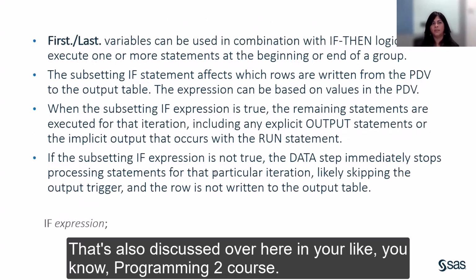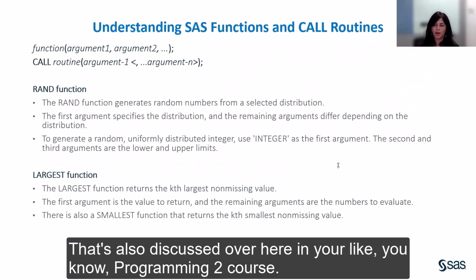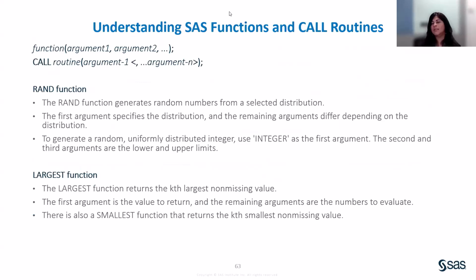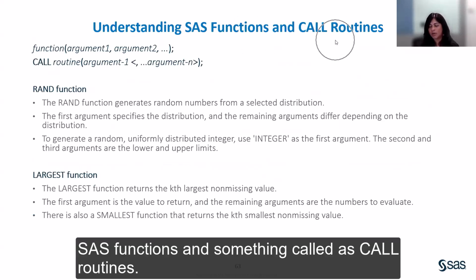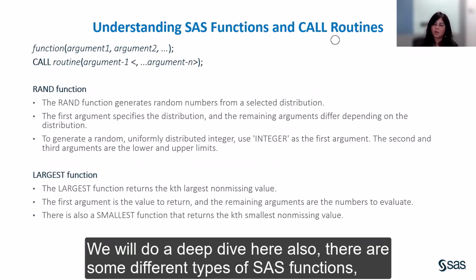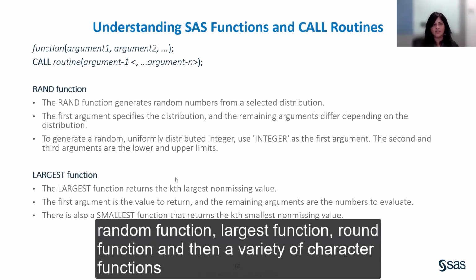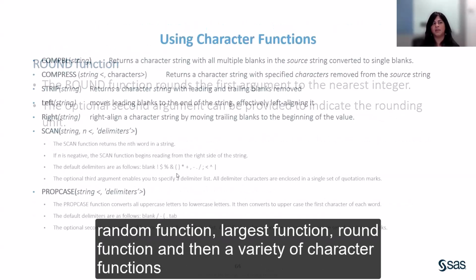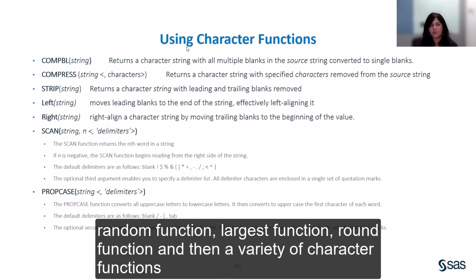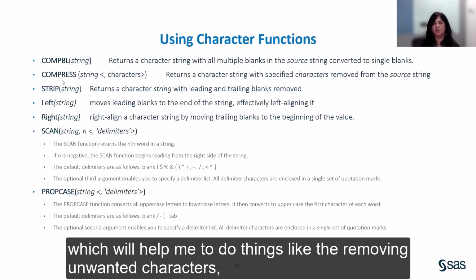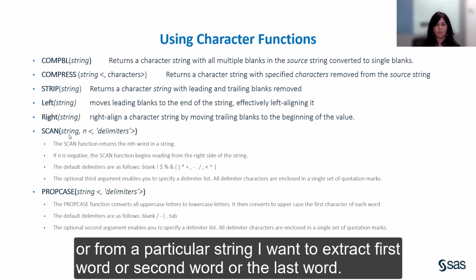That's also discussed over here in your Programming 2 course. SAS functions and something called CALL routines. We will do a deep dive here also. There are some different types of SAS functions: random function, largest function, round function, and then a variety of character functions, which will help me to do things like removing unwanted characters, or from a particular string I want to extract the first word or second word or the last word.